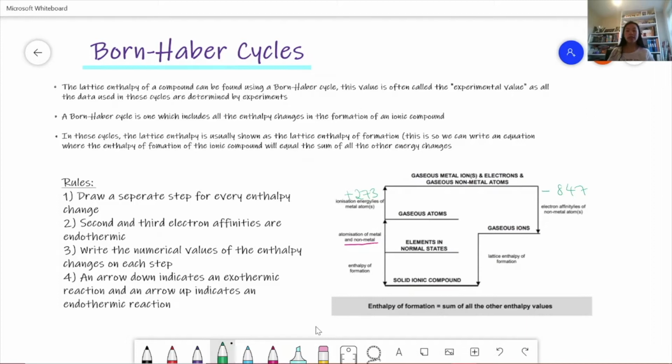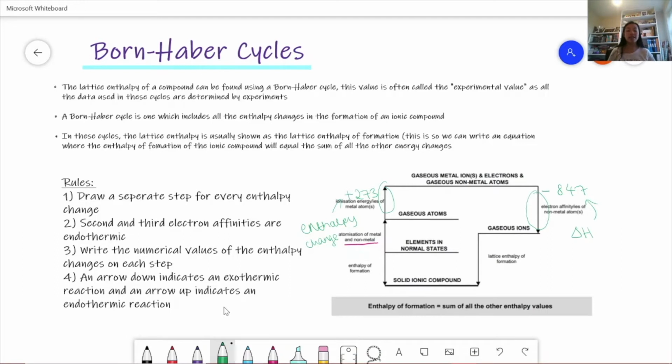And the fourth rule is that an arrow down indicates an exothermic reaction and an arrow up indicates an endothermic reaction. So as you can see how I've labeled the numbers, this arrow up would be positive because it's endothermic, so this is the enthalpy change. So that would be positive. And this one over here, the arrow is going down, and so the enthalpy change will be negative, like we've learned already.